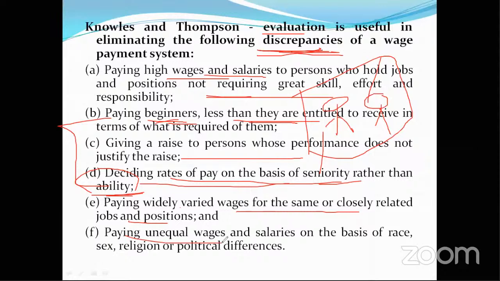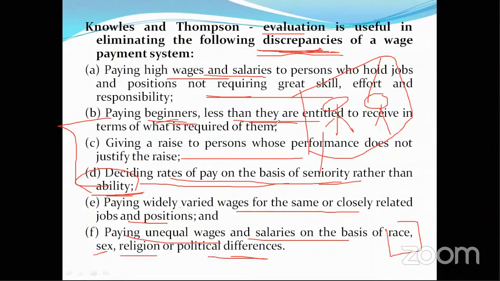Paying unequal wages and salaries on the basis of race, sex, religion, and political differences. See, these differences exist in the world. They are not particular to India. Everywhere you can see these anomalies, these differences. Based on race, white race, black race, you can find this in some countries.